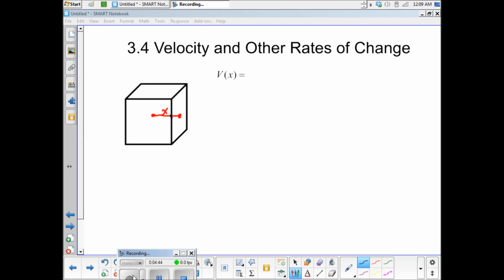Why don't you pause the video and try it? And once you're done writing out the volume function, find the derivative with respect to x and verify that it does actually equal the surface area of the cube. And we'll go over that in class next time.